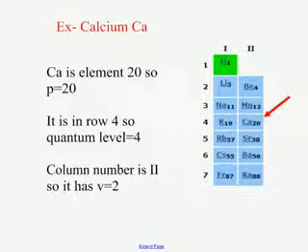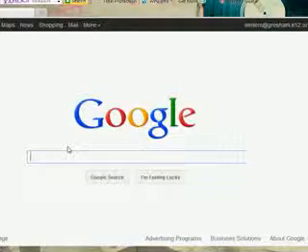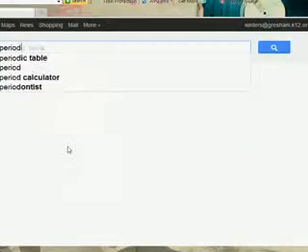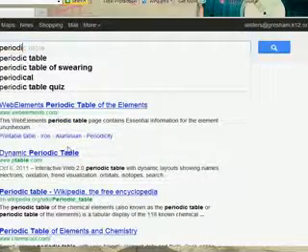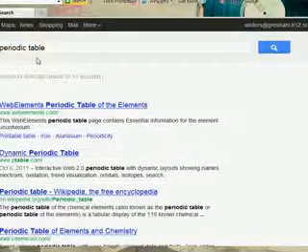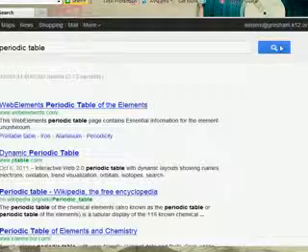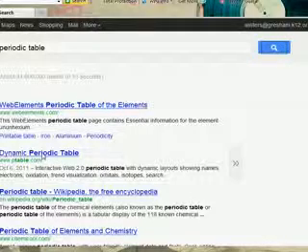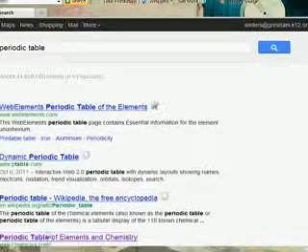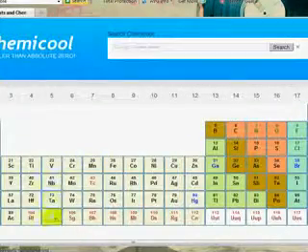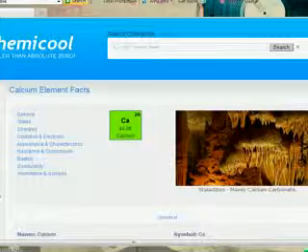Okay, let's go ahead and put these rules together here and see if we can do some calculations. So let's try calcium, for example. I'm going to go to the internet for a moment and bring up a periodic table. Tons of periodic tables here. Let's take a look at this one. Awesome, there's calcium down here at 20. Let's click on that.